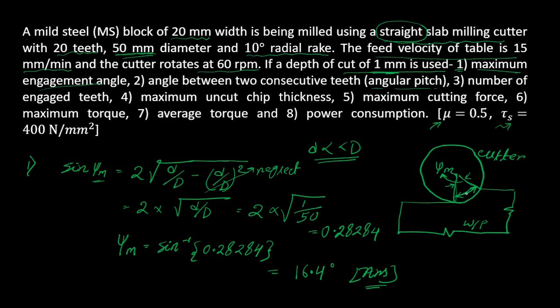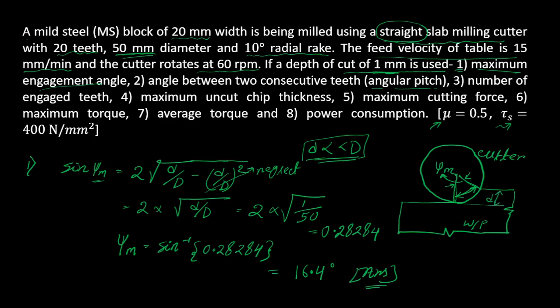So we have to find out this angle, and this angle can be represented as 2 root of small d by capital D minus small d by capital D whole square. But due to this condition we can neglect this square term and only keep 2 root of small d by capital D. Putting in the values, we get the maximum engagement angle as 16.4 degree. In this diagram, this is the value of capital D, and this is the value of small d.